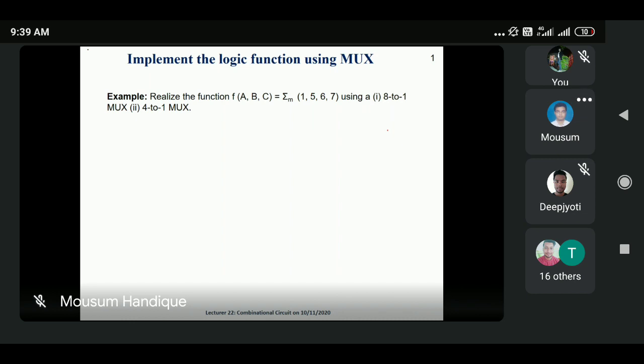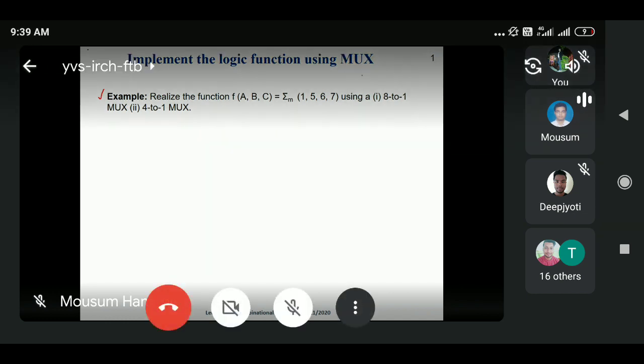Now, some logic functions can also be implemented with the help of a mux, but there are certain rules that we can follow. And why do these rules come? Suppose I use one particular example. With the help of the example, I am explaining how logic functions are actually implemented with the help of a mux.